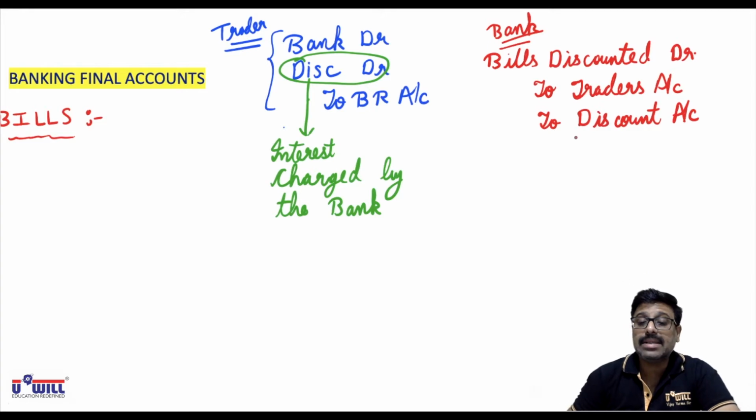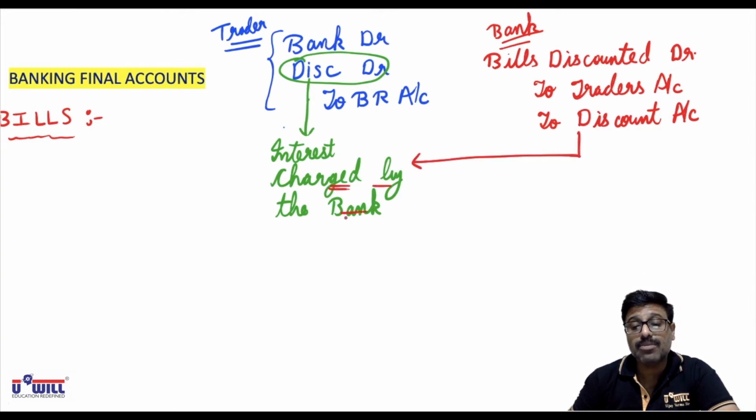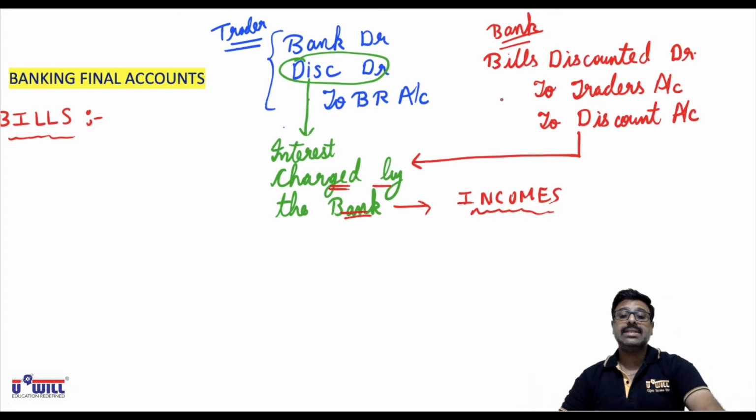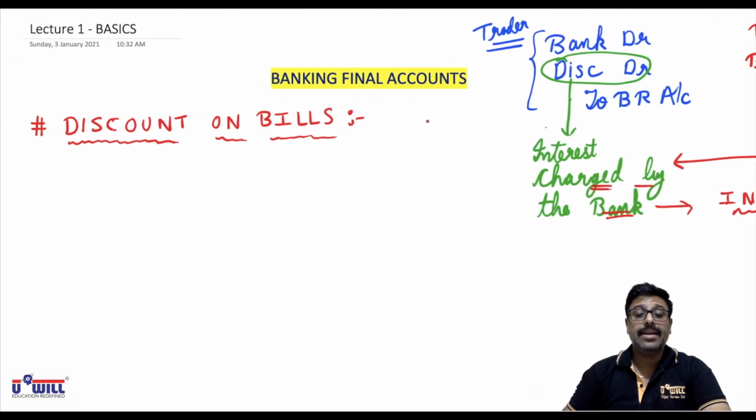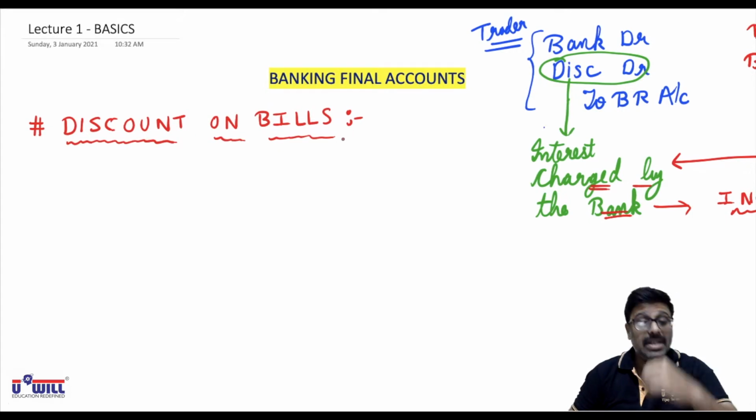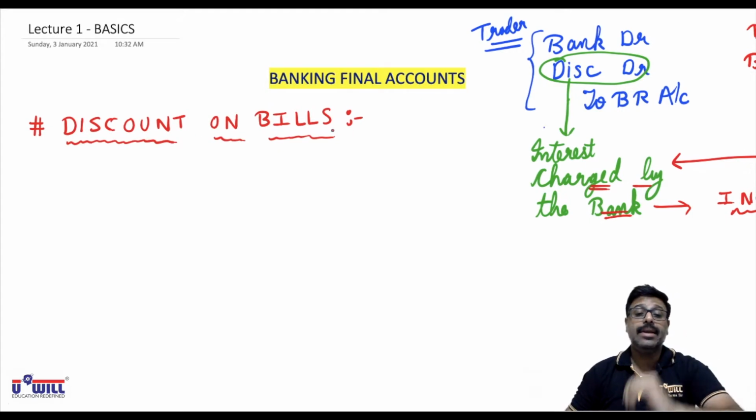So what is this discount? Interest charged by the bank. And because it is charged by the bank, what is this discount on bills? It is one of the major incomes for the bank. So this is the first concept you need to understand, what is this discount on bills for the bank? It is an income. Okay.